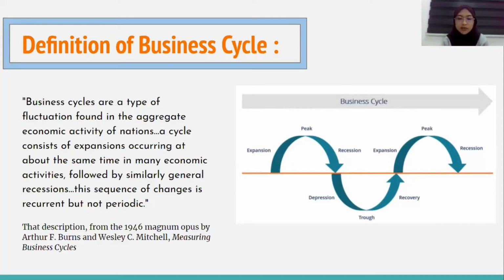Next is depression. Depression happens when the economy is severely declined, reaching the trough, which is when the GDP is at its minimum and the economic growth is negative in number. Recovery is when the GDP starts to recover from the negative economic growth, and the graph goes on.